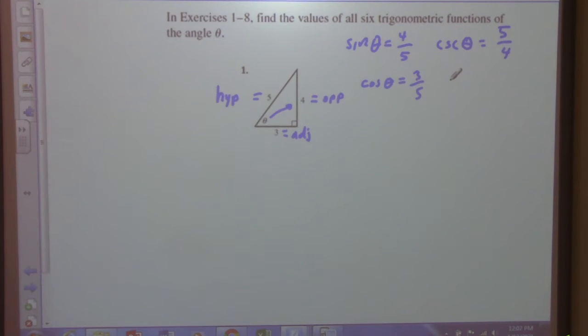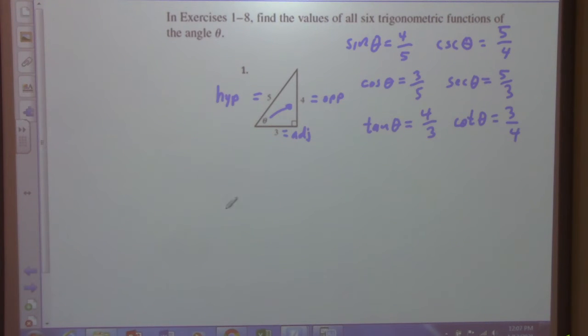3 over 5. And our secant theta is going to be 5 over 3. Now, there's something else I want to tell you about secant and cosecant and sine and cosine. And our tangent is going to be equal to rise over run, which is 4 over 3. And cotangent is going to be 3 over 4.